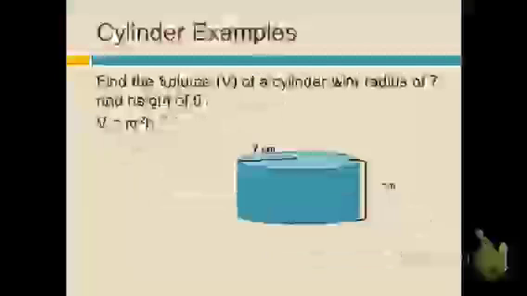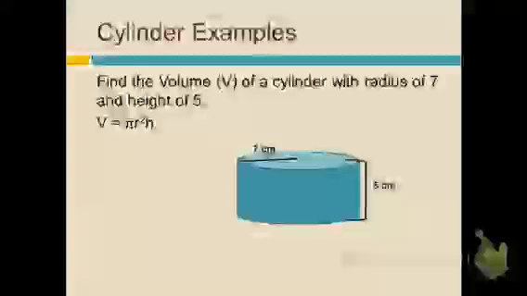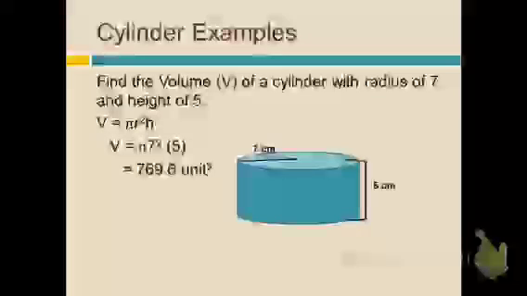To find the volume of that same shape, I would use the equation volume equals pi times the radius squared times h. So again, I would substitute 7 for the radius, 5 for the height, simplify, and find that the volume of this cylinder is 769.6 units cubed.